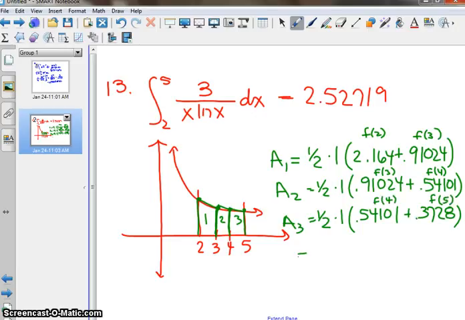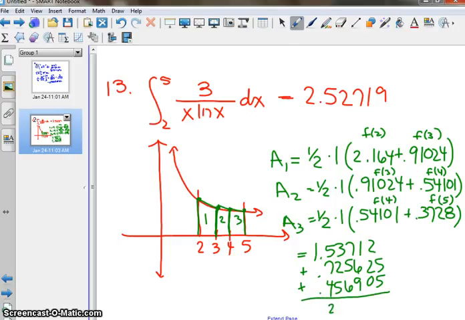So we do some number crunching, we add those up, it's 1.53712 plus 0.725625 plus 0.456905 for a grand total of 2.71965. So close to our actual area. The more trapezoids we would do, the closer the approximation would be.